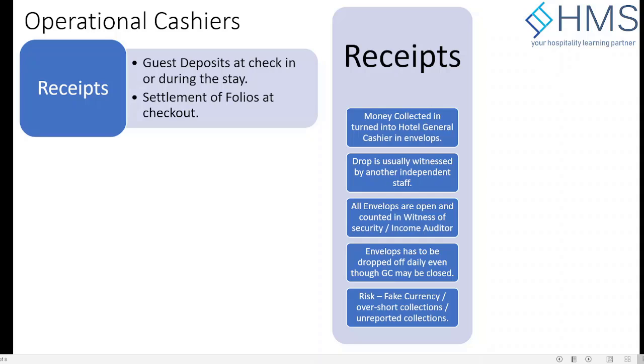Then there are usually over and short collections. Sometimes there are over collections, sometimes there are short collections. That usually happens on a daily basis, so the income auditors are usually checking every day how much. There is a tolerance limit in the hotel, depending on the hotel policy, on how much money can be accepted as short or over without any action or punishment. Usually it's about $1 or something, so that even if there is an over or short, the cashiers are not reprimanded.